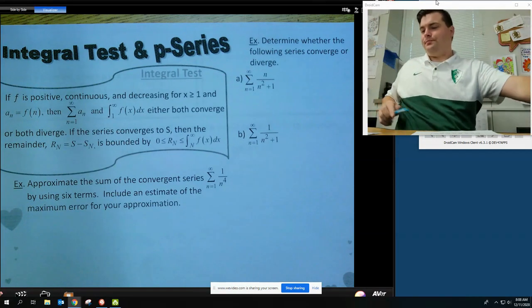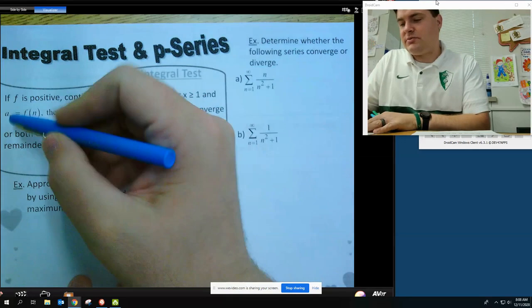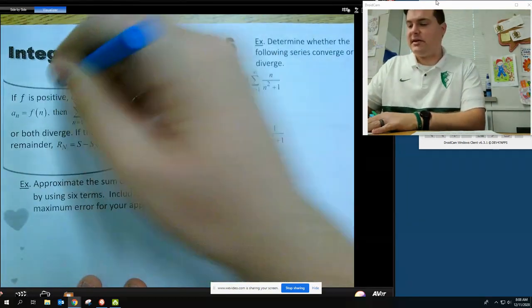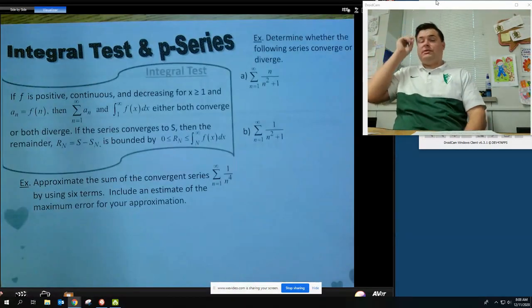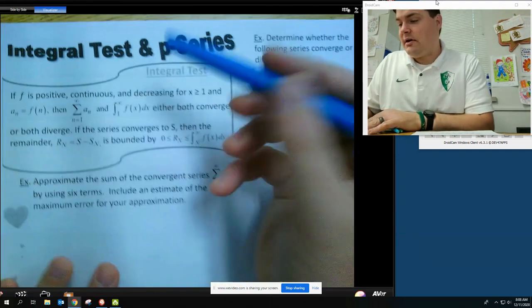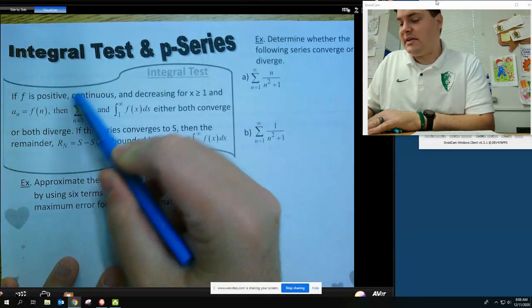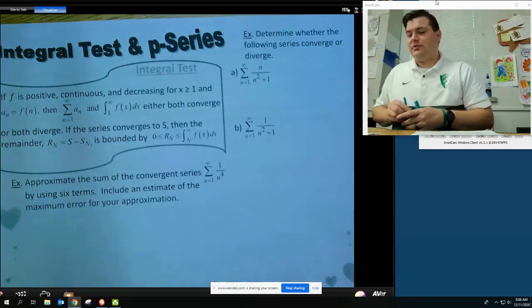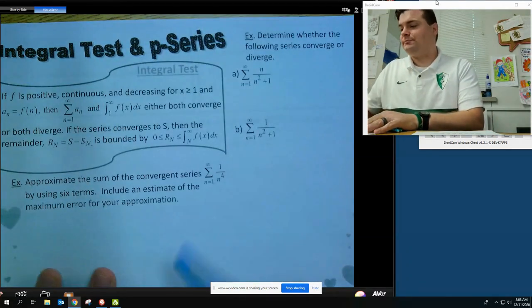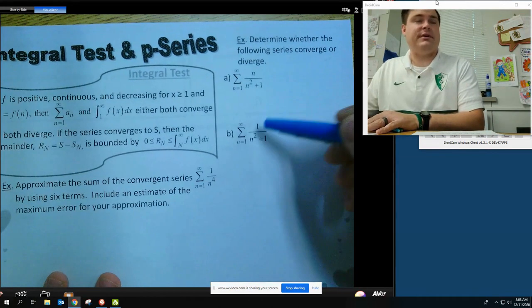The integral test is a test where, if f is positive, continuous, and decreasing, and if these three things happen, then you'll be good to go ahead and use the integral test. Then the series and the integral both either converge or diverge. All right, so we're going to focus on that part. I'll do the error here in just a second.